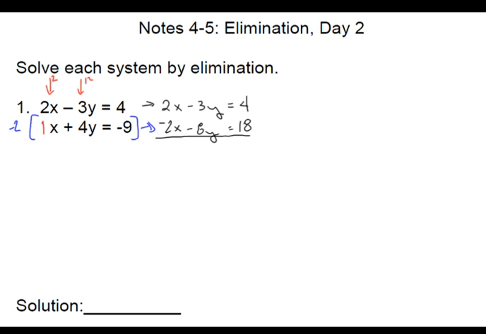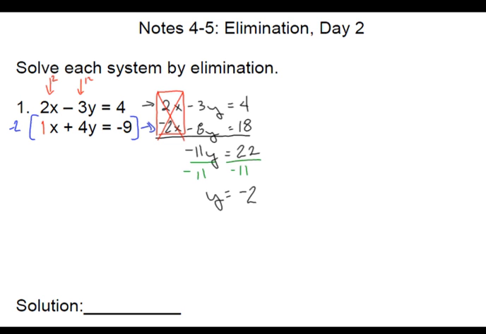I now add straight down, and adding straight down, my x variable is eliminated because they add to 0. I have -3 and -8 gives me a -11y, and that's equal to 22. At this point I need to divide both sides by -11, and I find out that y is equal to -2.